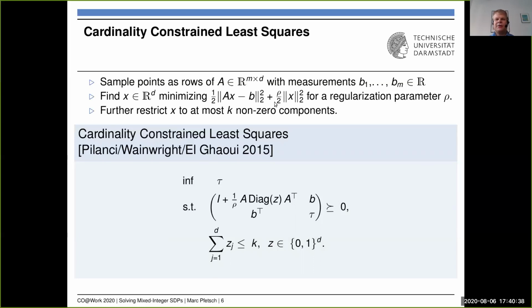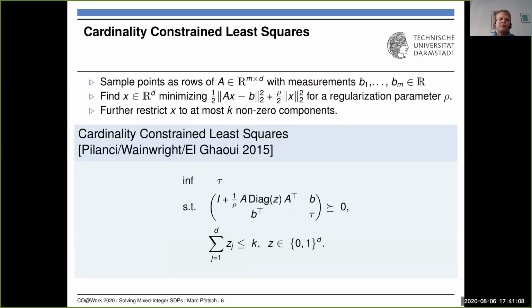And we have a regularization term here, which is the squared Euclidean norm times a scalar rho, which weights the two parts. This regularizes and can be seen as a certain ridge regression regularization. And moreover, in the set, so this is where the cardinality constraint comes from, we are restricting x to have at most k non-zero components.